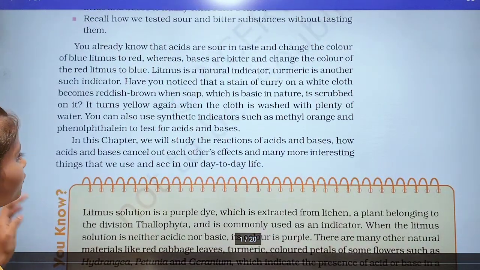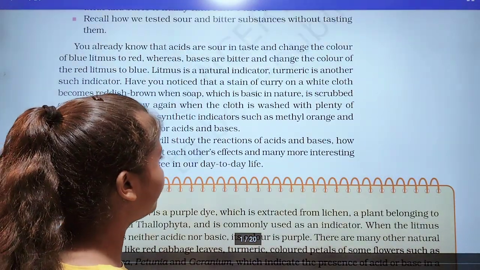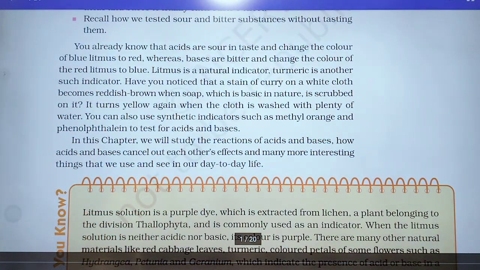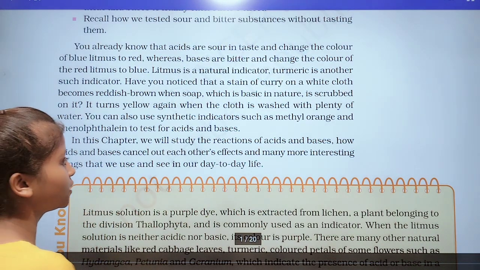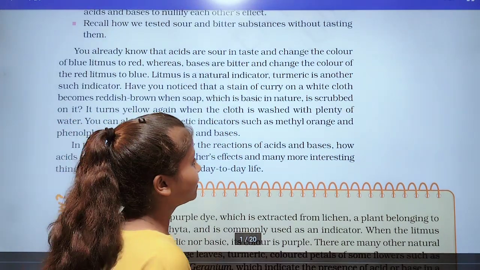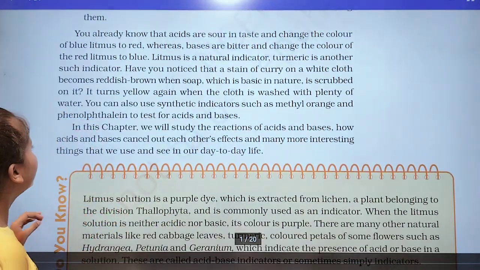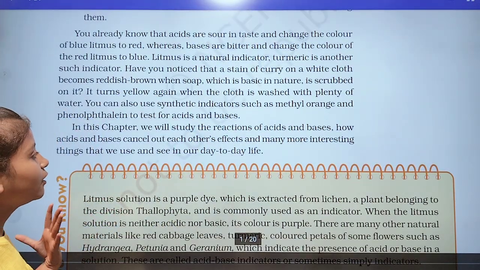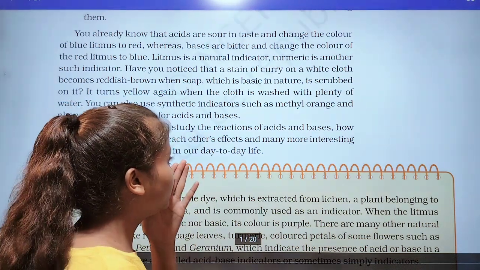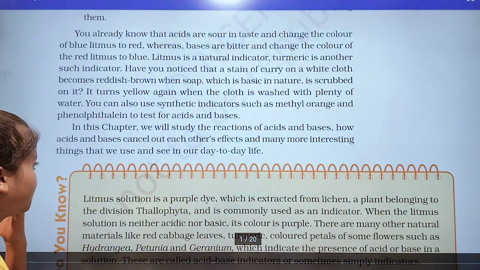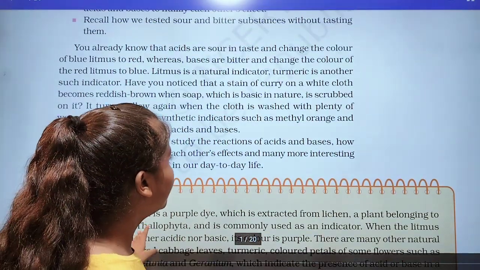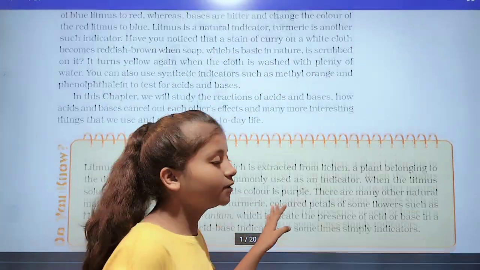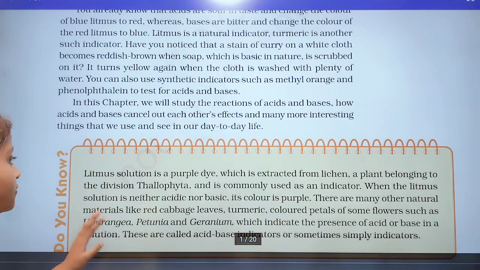Now in this chapter we will study the reaction of acid and base, how acid and base cancel out each other's effects, and many more interesting things that we use and see in our daily life.